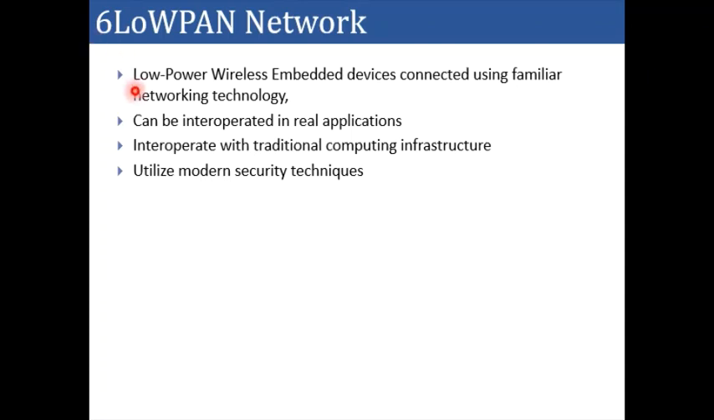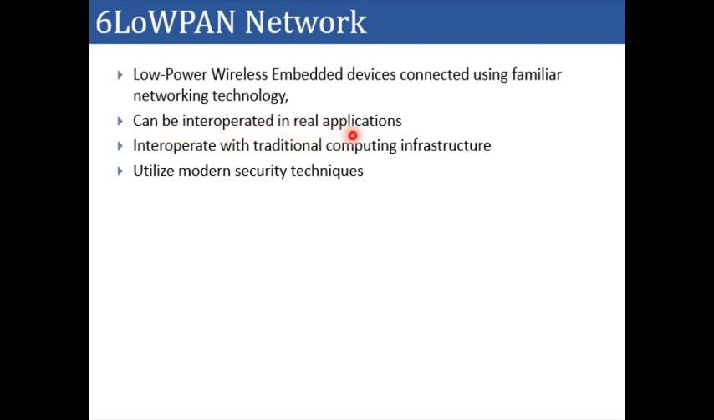So what are the advantages of 6-LoWPAN network? Here low power wireless embedded devices are connected using familiar network technology. This we will discuss in detail because 6-LoWPAN helps in connecting the devices which are running on IEEE 802.15.4 and they want to communicate over standard TCP/IP. So it helps in connecting the devices with familiar network technology such as TCP/IP.